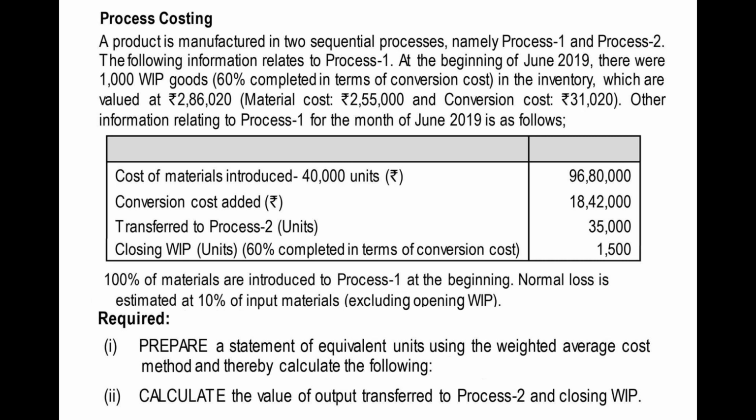Here we have to note that whenever we are calculating normal loss, we have to look into whether the normal loss should be calculated on the total input taken here or only on new material introduced. Here it is specifically given that we have to estimate the normal loss on input material and exclude the work in progress. That means we should not calculate normal loss on opening work in progress. Then what are the things we have to work out under this problem? We have to calculate equivalent units based on the weighted average cost method. After calculating the equivalent number of units, we have to evaluate the closing stock, that is finished goods as well as work in progress, using the weighted average cost method.